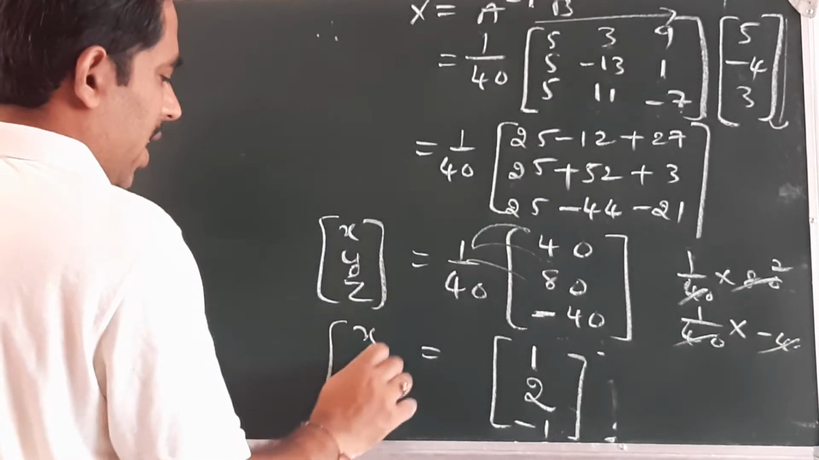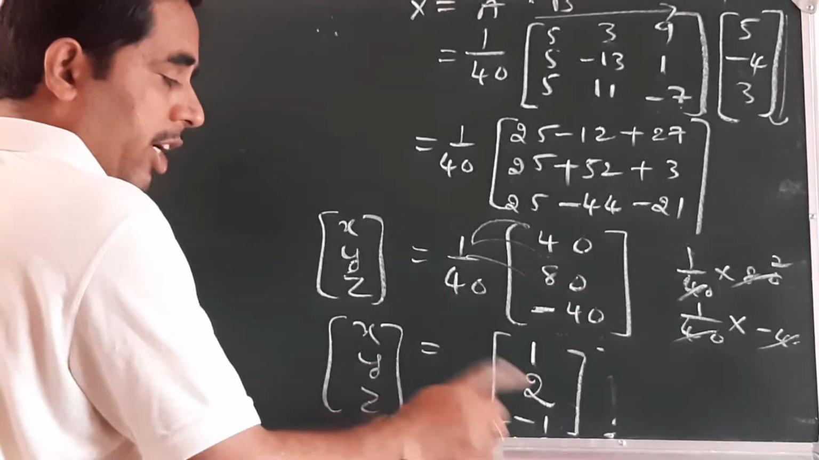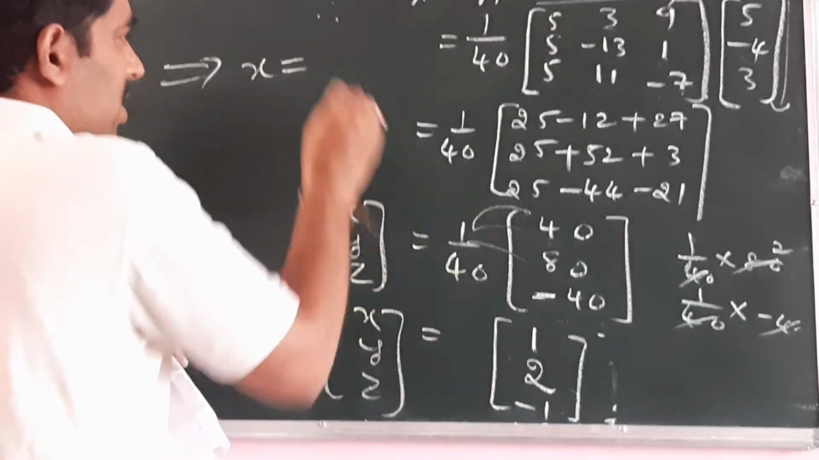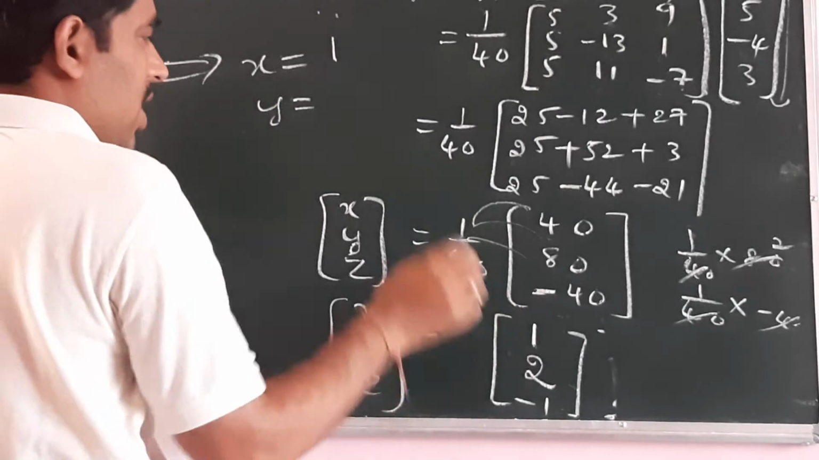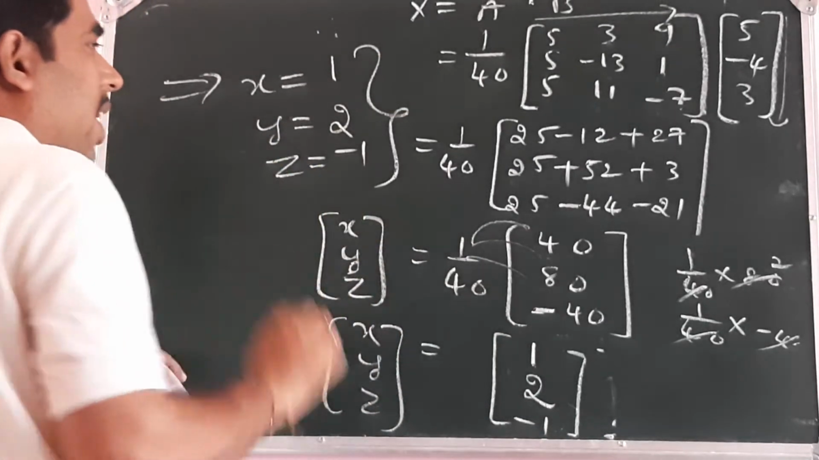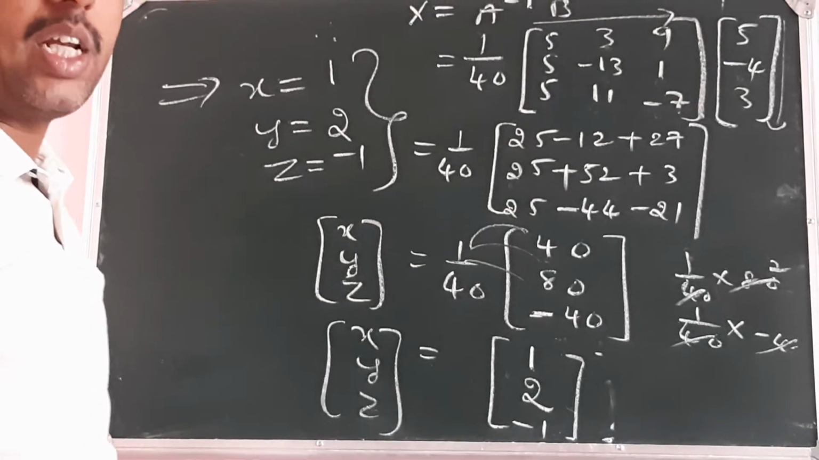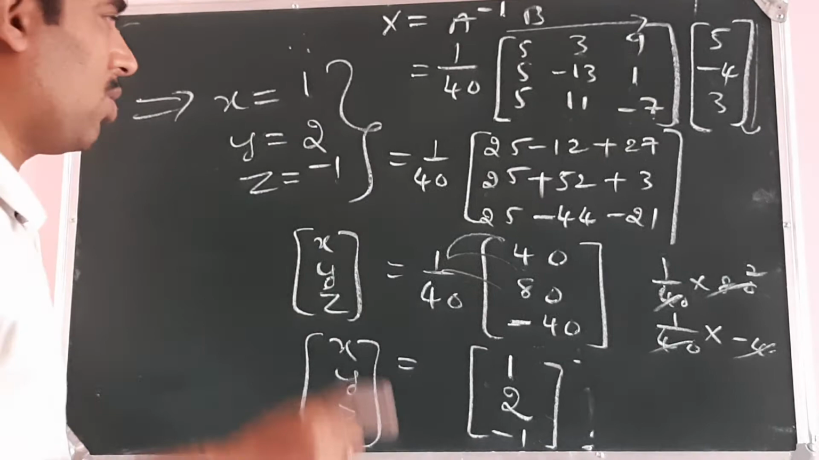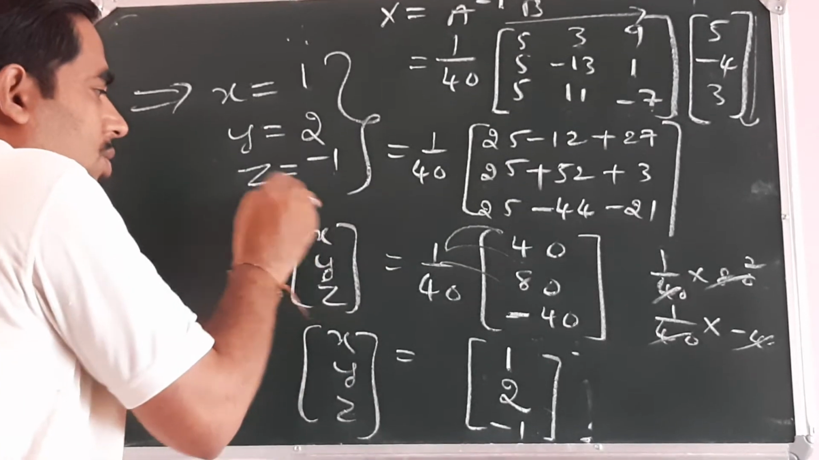So on the left hand side we have x, y, z. Equality of matrices means the value of x is 1, the value of y is 2, the value of z is minus 1. So these are the values for the given system of linear equations: x is equal to 1, y is equal to 2, z is equal to minus 1. For 5 marks, the answer should end here.